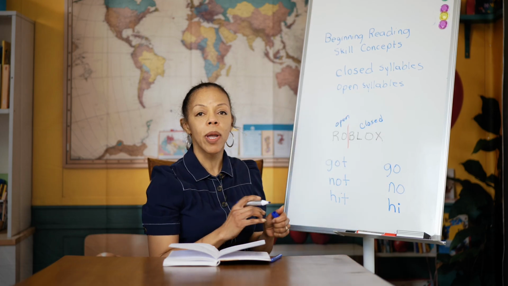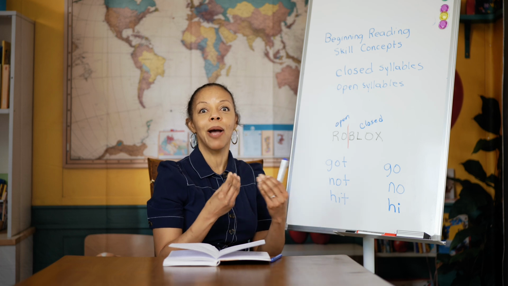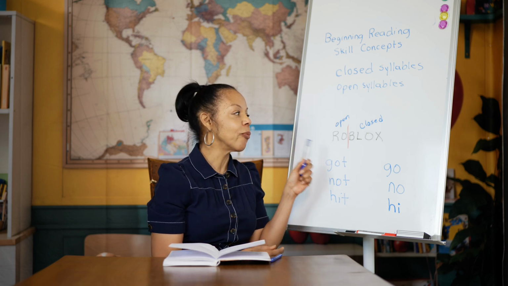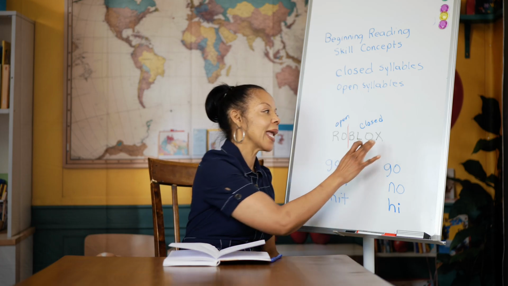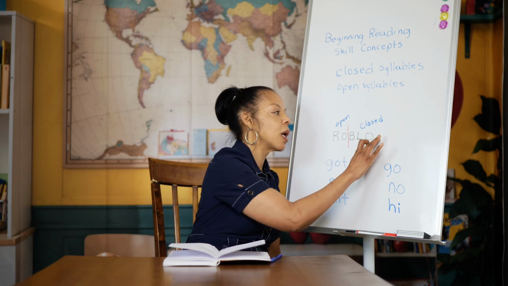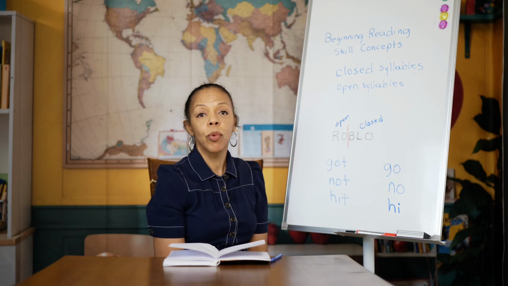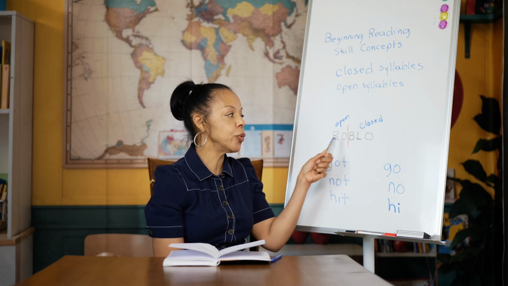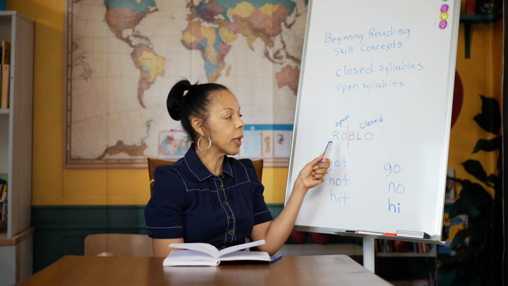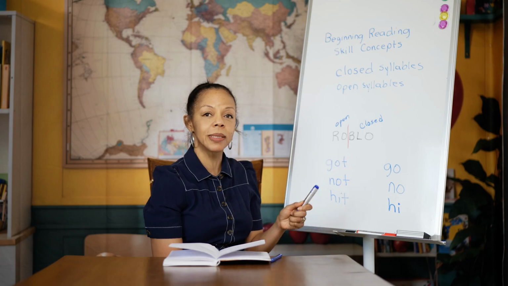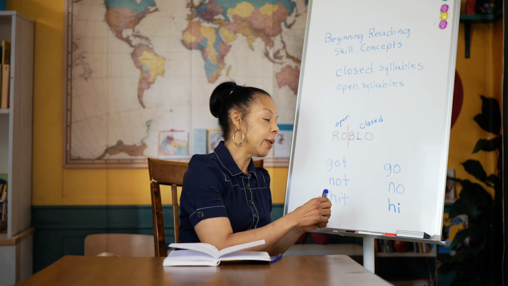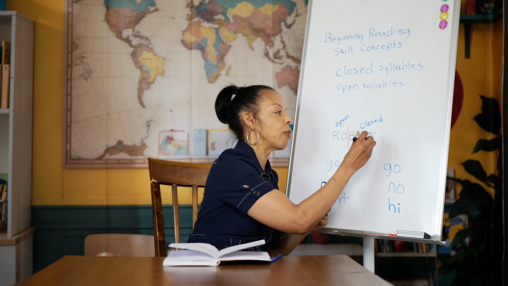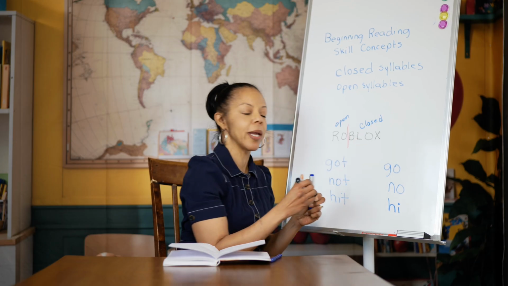Okay, and so you would tell your children, I would say what Miss Pam wants the students to know is that if we were to take off the X from Roblox, that word would be read as Ro-blo. It would contain two open syllables because each syllable ends in a vowel. But when we put the consonant back, it shuts off that vowel sound to make it short.